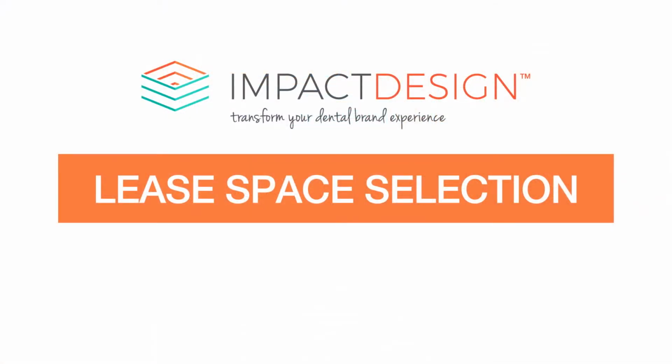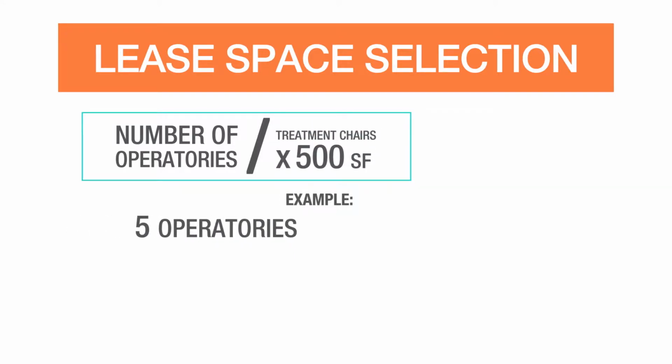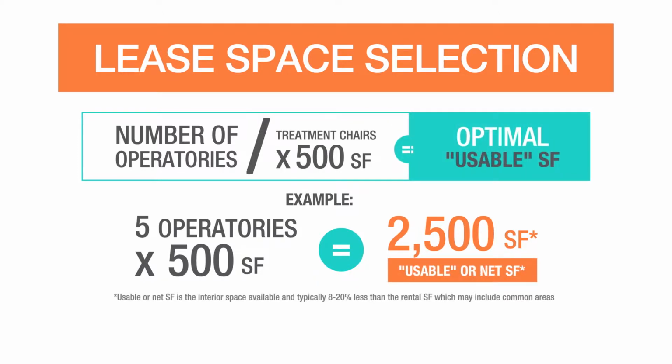The first thing we would say is, based on the number of operatories, we would multiply that times 500 square feet. So if I'm a 5-operatory office, I multiply that by 500 square feet, and I end up with an assumption of 2,500 square feet. And that is usable, or what we refer to sometimes as net square footage.